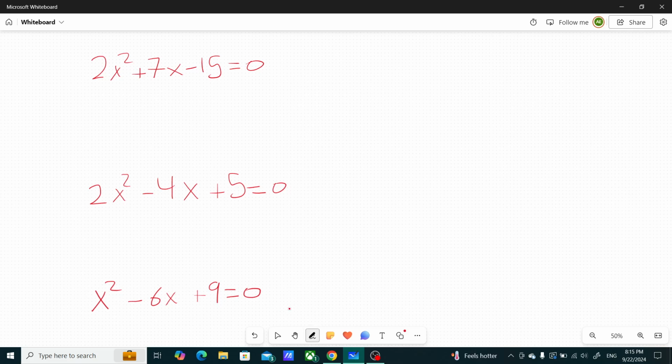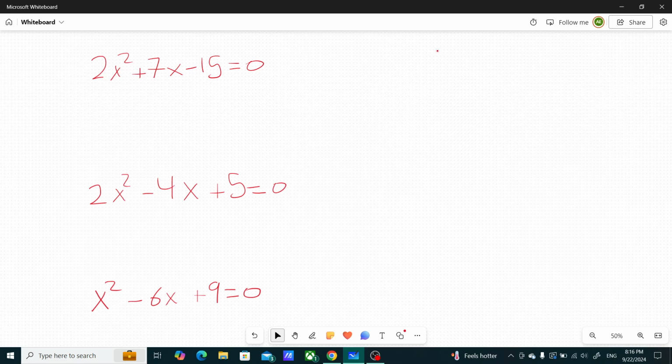So, first of all, we have three quadratic functions right here, and I would like to solve them. As we spoke about during previous videos, and I'd recommend you go check those out, the links will be in the description. We have multiple ways to solve a quadratic function: the quadratic formula, completing the square, and factorization. For today, I'm going to use the quadratic formula to solve.